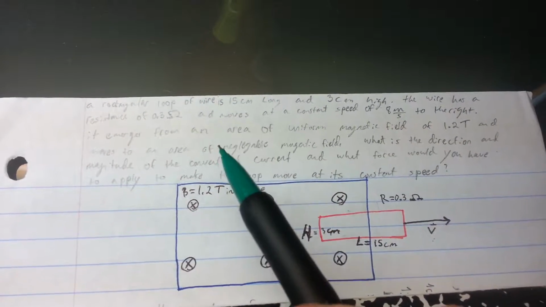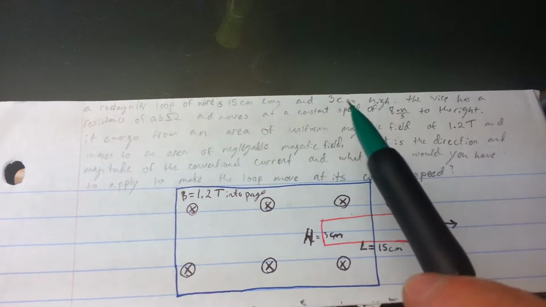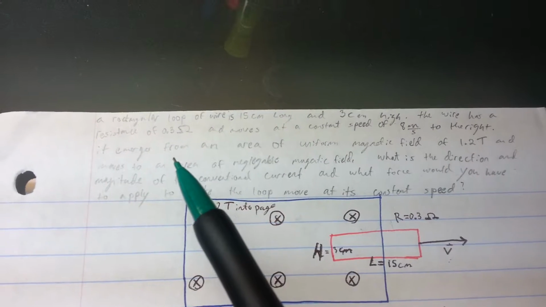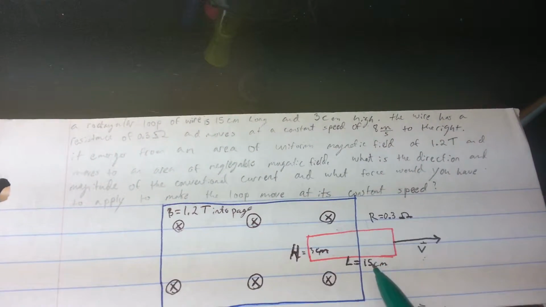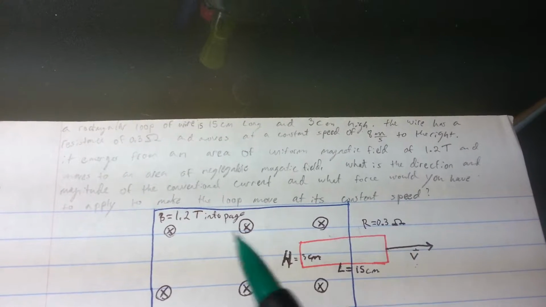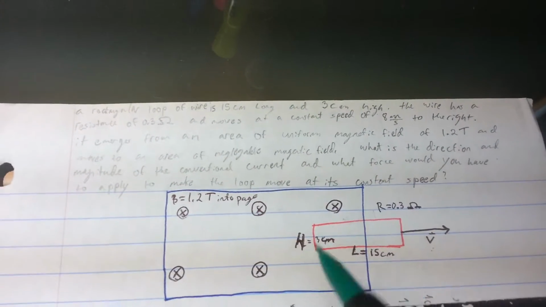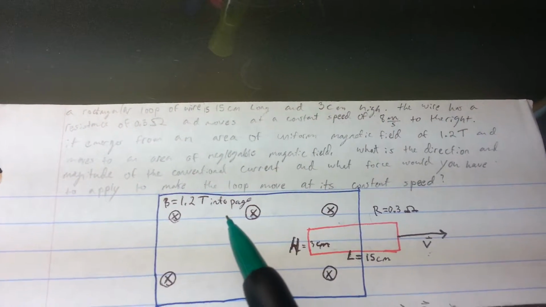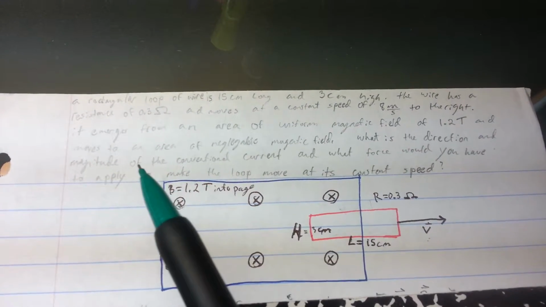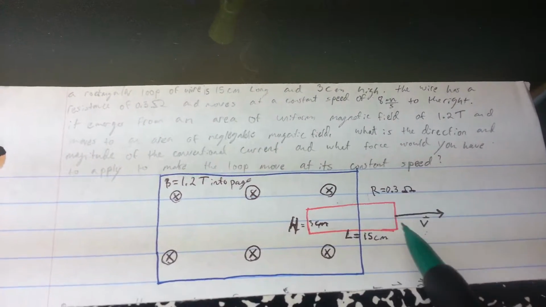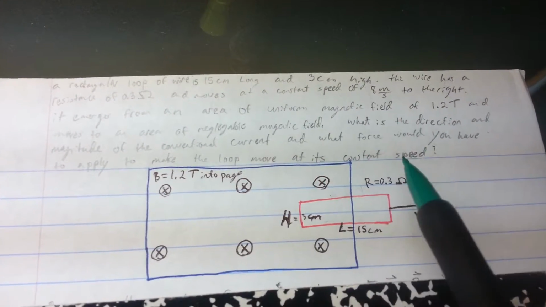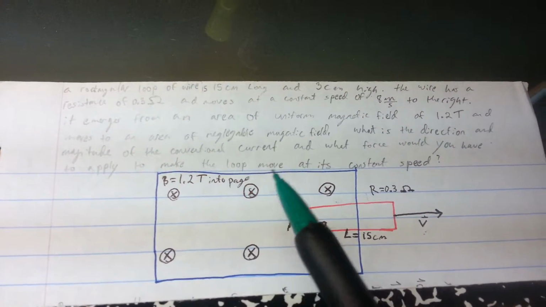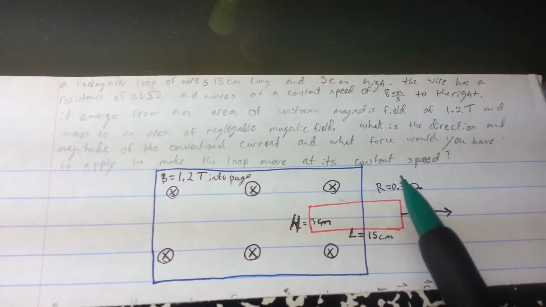Alright, so a rectangular loop of wire is 15 centimeters long and 3 centimeters high. The wire has a resistance of 0.03 ohms and moves at a constant speed of 8 meters per second to the right. It emerges from an area of uniform magnetic field of 1.2 Tesla into an area of negligible magnetic field. What is the direction and magnitude of the conventional current, and what force would you have to apply to make the loop move at this constant speed?